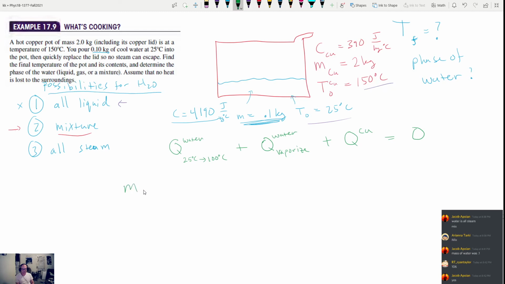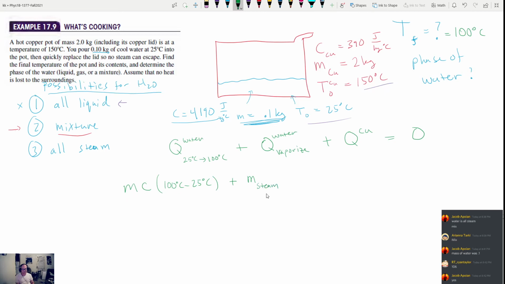So this is going to be M for the water, C for the water, and then delta T for water, which is going to be 100 degrees Celsius minus 25 degrees Celsius. In fact, we now know what the final temperature is going to be. It's going to be 100 degrees Celsius. If it's a mixture, it has to be 100 degrees Celsius. So when we talk about this for the water, this is going to be the mass of steam that we end up with.